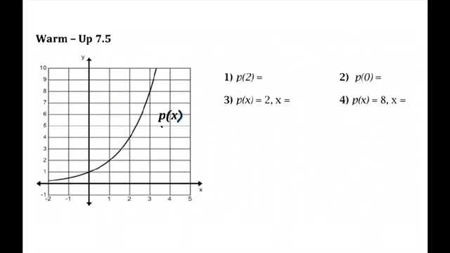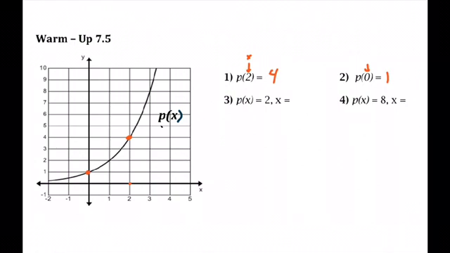In this lesson, we are going to start out by reviewing. So the first question, P of 2. Remember, this is our input variable. That's our x. So you're going to go over to 2 on the x-axis and find where the y is, and so that would be 4. P of 0, again, that's my input. So you go to 0, you go up there, you get 1.